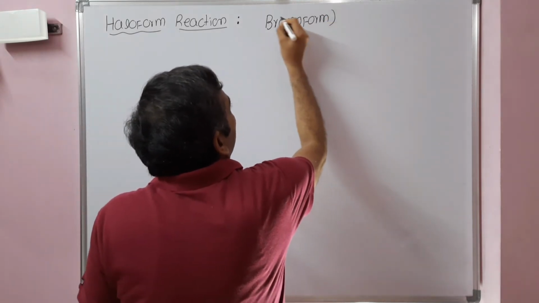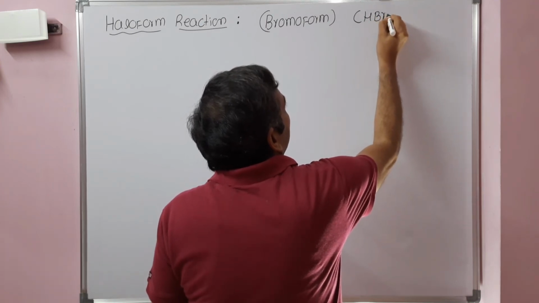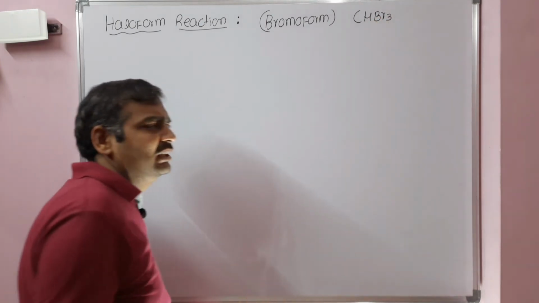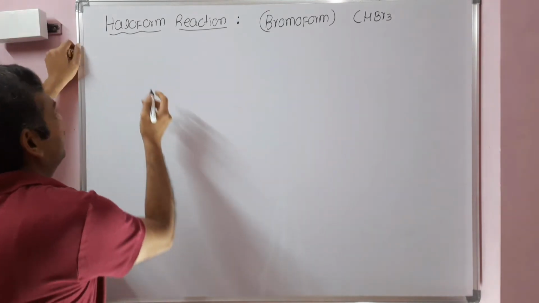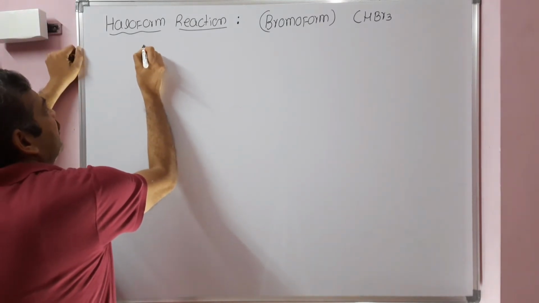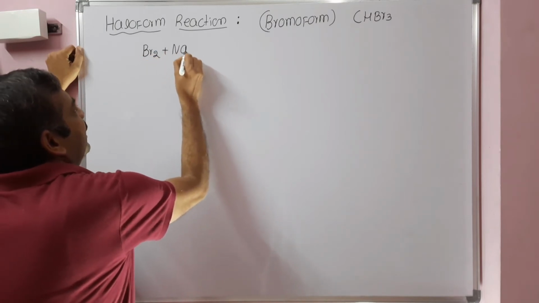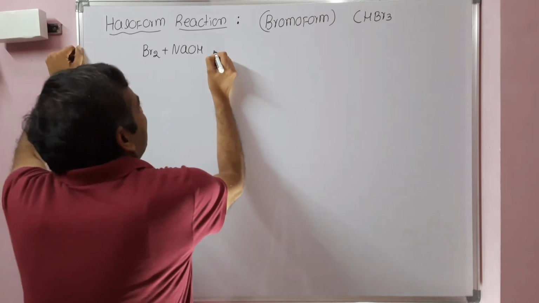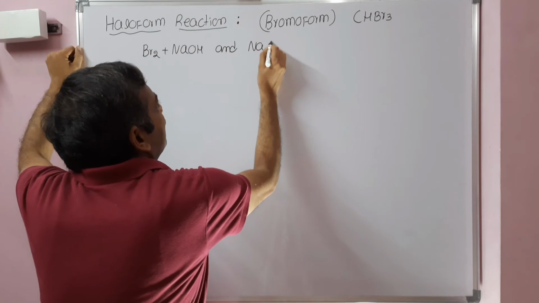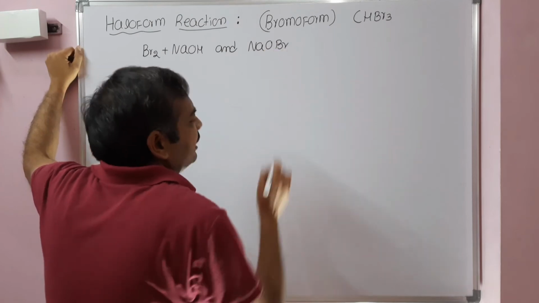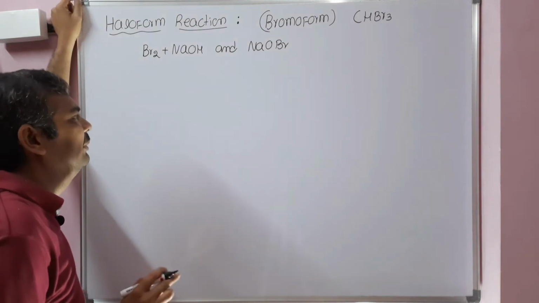Right. So what is bromoform? CHBr3, trihalogen derivative, it's a bromoform. There are 2 reagents for the preparation of chloroform or bromoform, iodoform. What are the 2 reagents? Bromine in combination with sodium hydroxide, and the other reagent is sodium hypobromite, NaOBr. Okay. So for any doubt in the mechanism, you can check my previous video for complete mechanism.